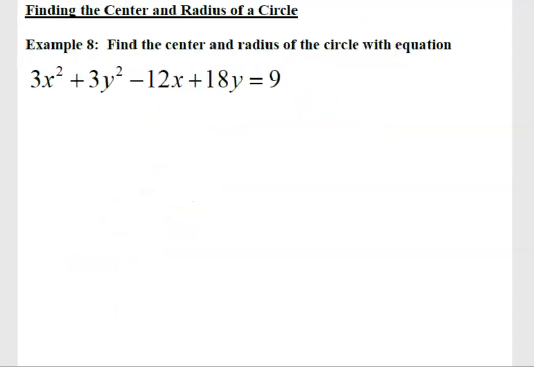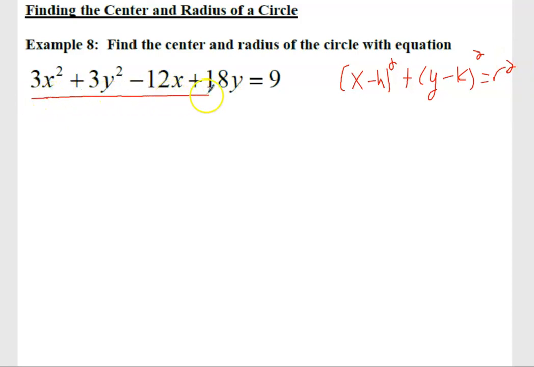So now when I look at this example, it wants us to find the center and the radius of the circle that has this information. So what we have to do here, as a reminder, is make it look like x minus h squared plus y minus k squared equals r squared. That's our goal. So the first thing I notice here is that all of these numbers are divisible by 3. So I'm going to go ahead and do that.